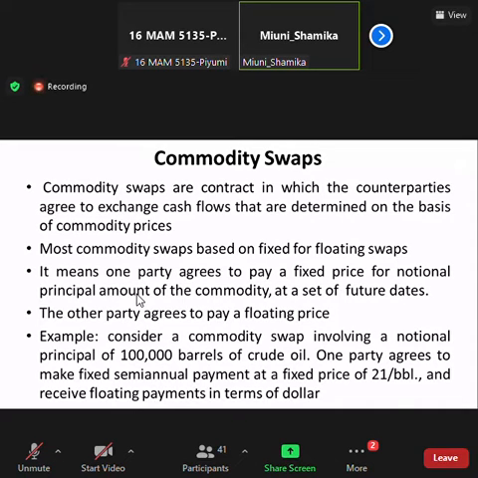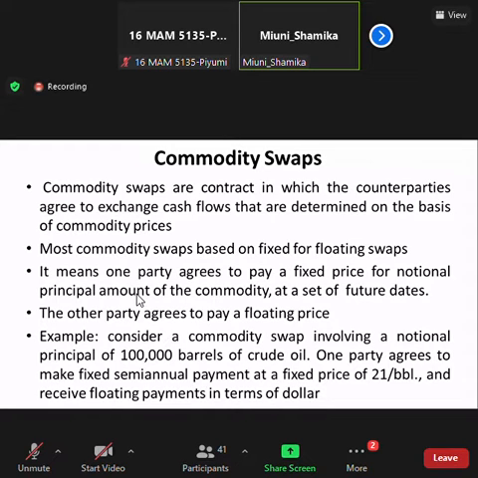Most commodity swaps are based on fixed for floating swaps. It means one party agrees to pay a fixed price for a notional principal amount of the commodity, and the other party agrees to pay a floating price. So there is an example for you to understand this. Consider a commodity swap involving a notional principal of 100,000 barrels of crude oil.